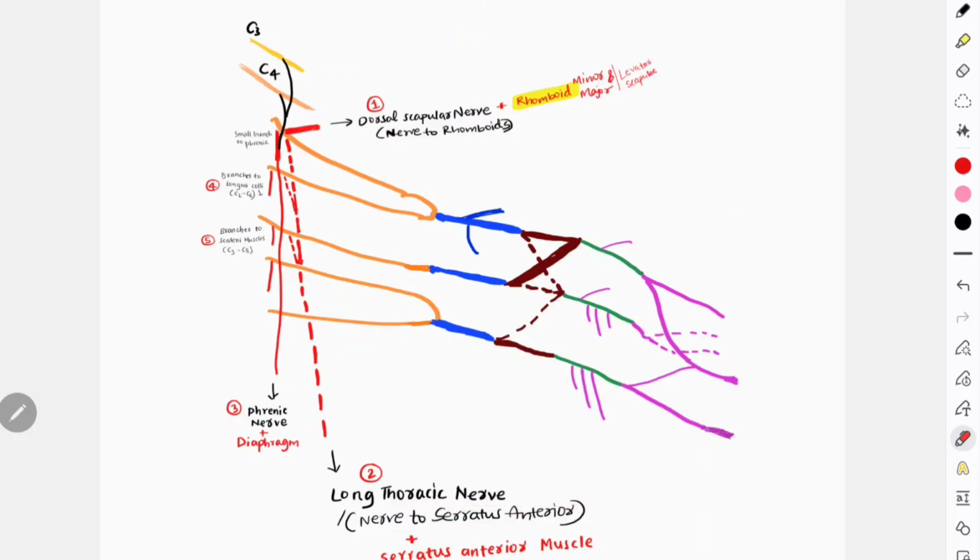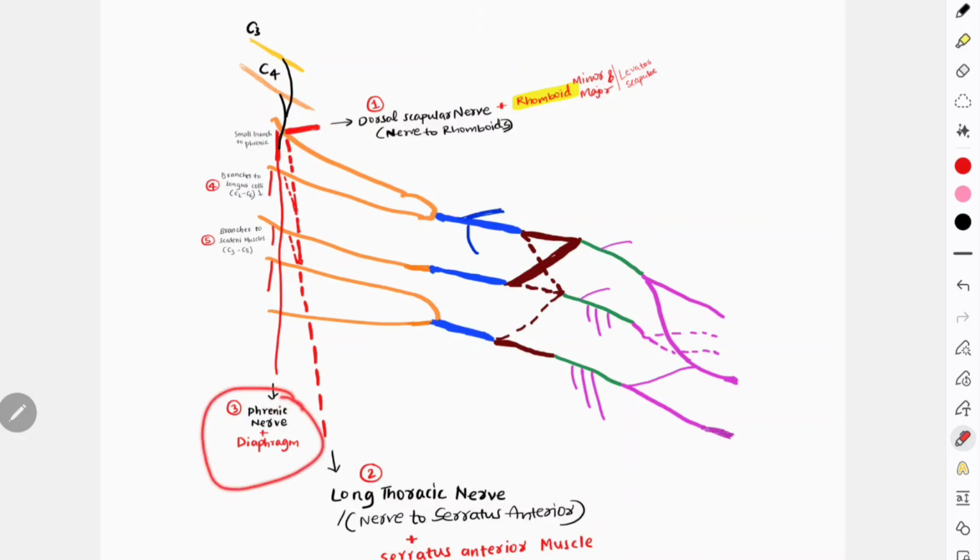It comes as a branch from C5, C6, and C7 also. C7 goes like this behind the roots and innervates the serratus anterior muscle. So it's long, right? It's a long thoracic nerve. It reaches up to the thorax, and there we have the zigzag muscle, the boxer's muscle, the serratus anterior muscle. So it innervates that muscle. So the second one, long thoracic, is completed.